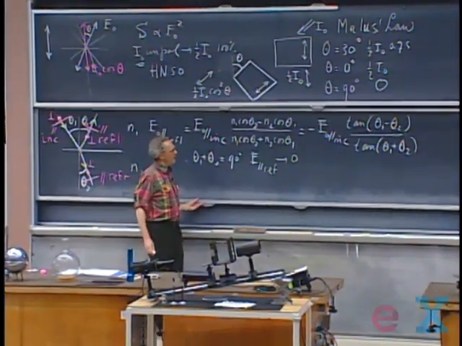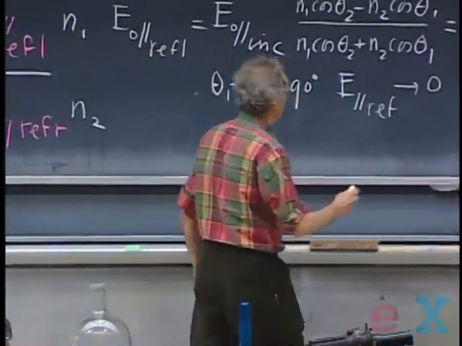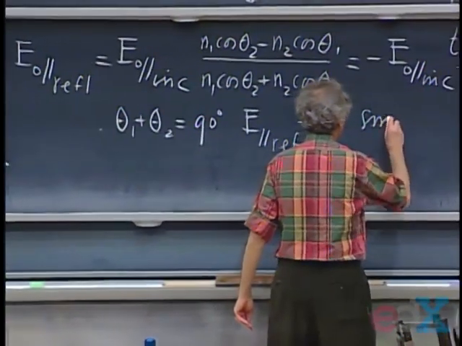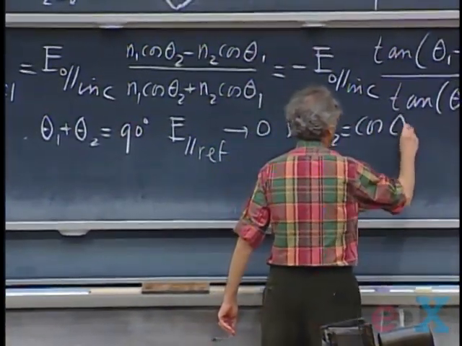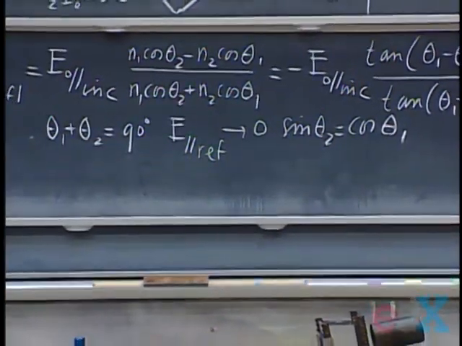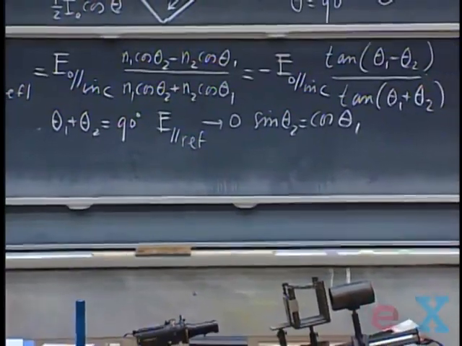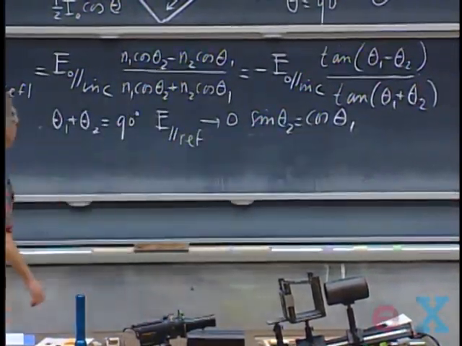If this condition is met, that theta one plus theta two is 90 degrees, then it follows from high school math that the sine of theta two is then the cosine of theta one. That's immediately obvious, right? You remember the triangle, theta one plus theta two is 90 degrees, the sine of one angle is the cosine of the other.